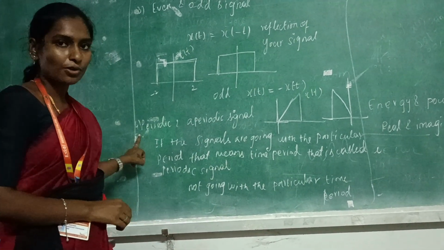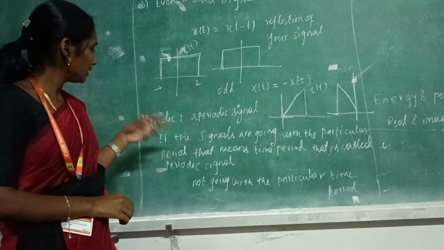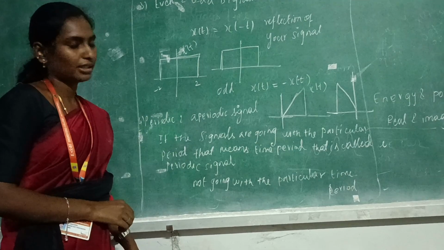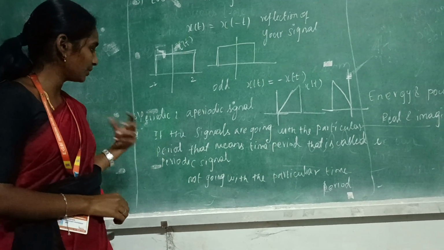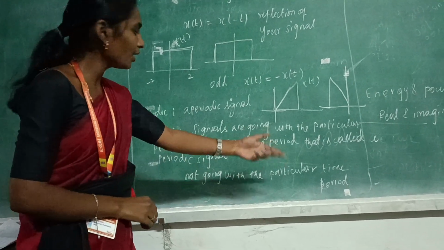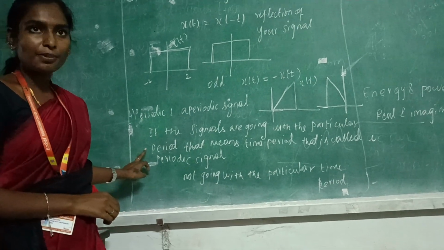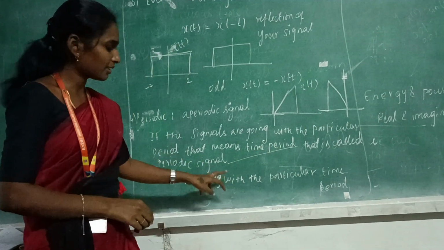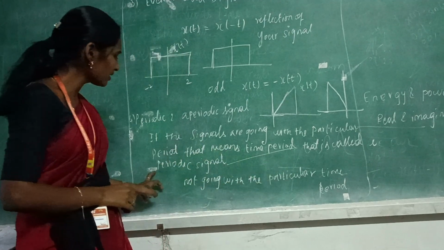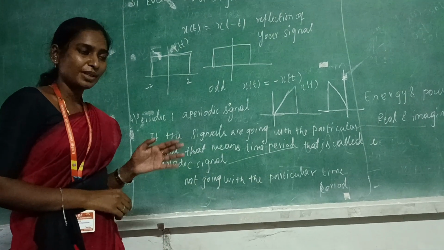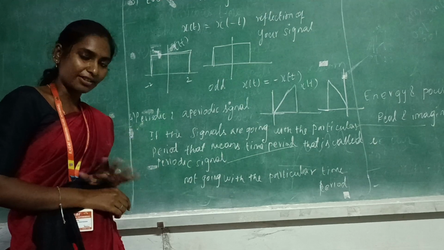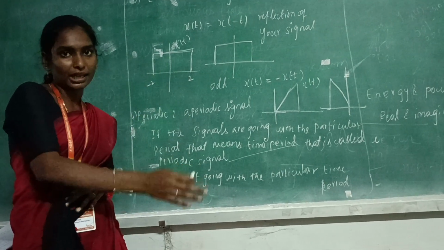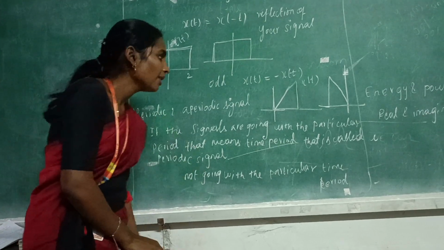So what is our fourth one? The fourth one is periodic and aperiodic signals. What is a periodic signal? A periodic signal is one that goes with a particular period, which is nothing but the time period. Understand? That signal is called a periodic signal. If you have signals like sin t or cos t, they go with the same time period. So that is called a periodic signal.